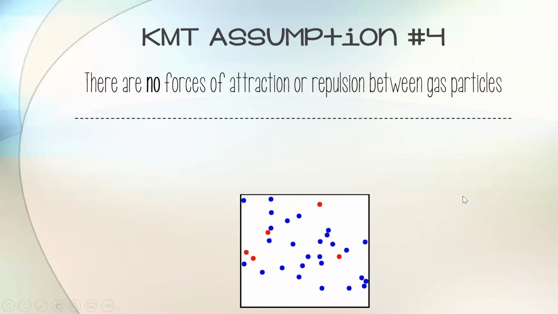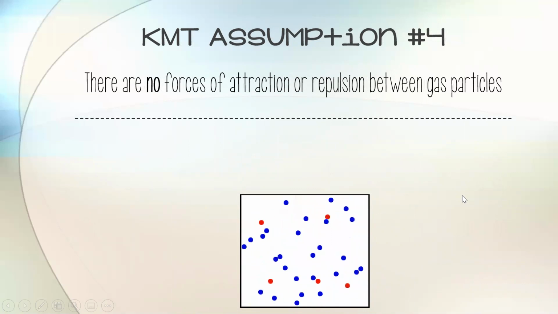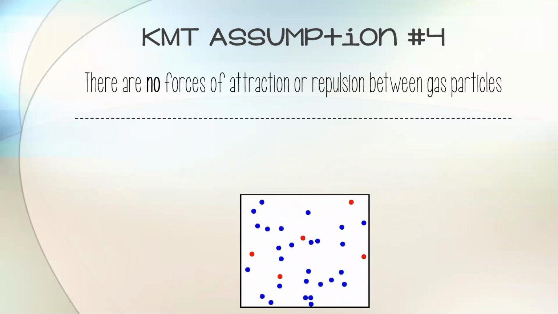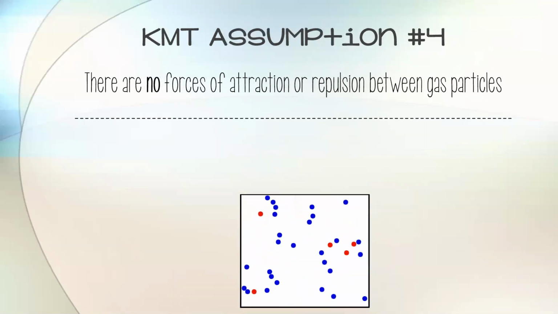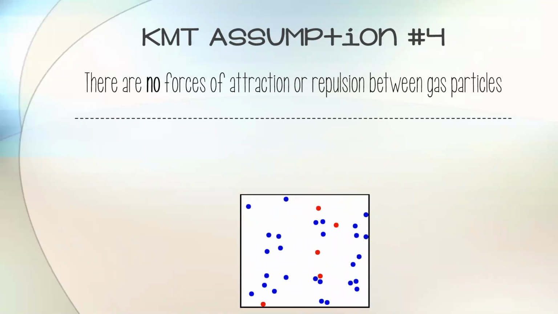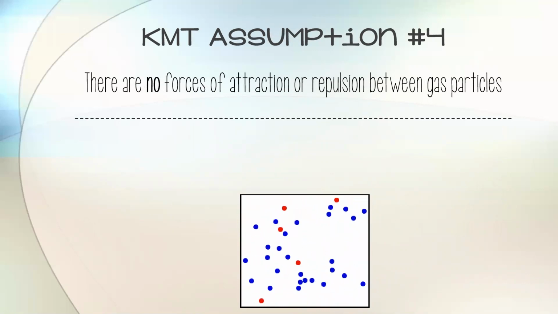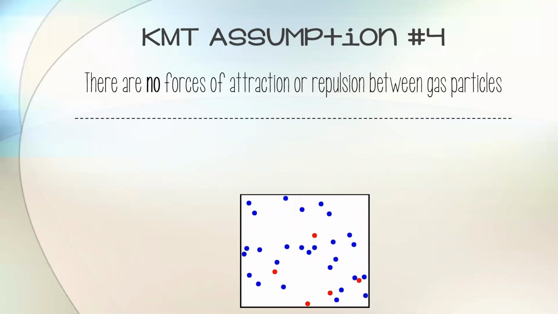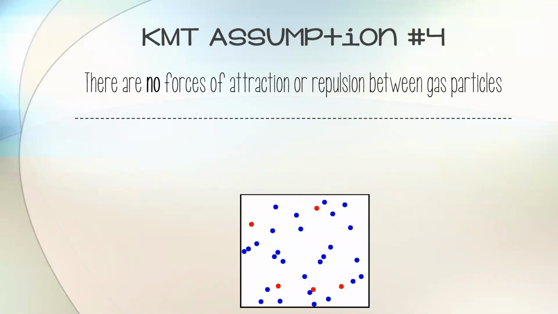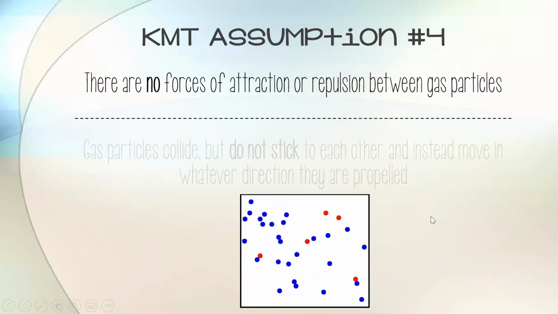Assumption number 4 is that there are no forces of attraction or repulsion between gas particles. So they are truly hitting off each other in that rapid random motion. There is no attraction and there's no repulsion. Unfortunately, we know because of chemical bonding, there are some forces of attraction or repelling happening. We can't help that. That's just nature. But ideally, we would like to say there is no attraction or repulsion happening.